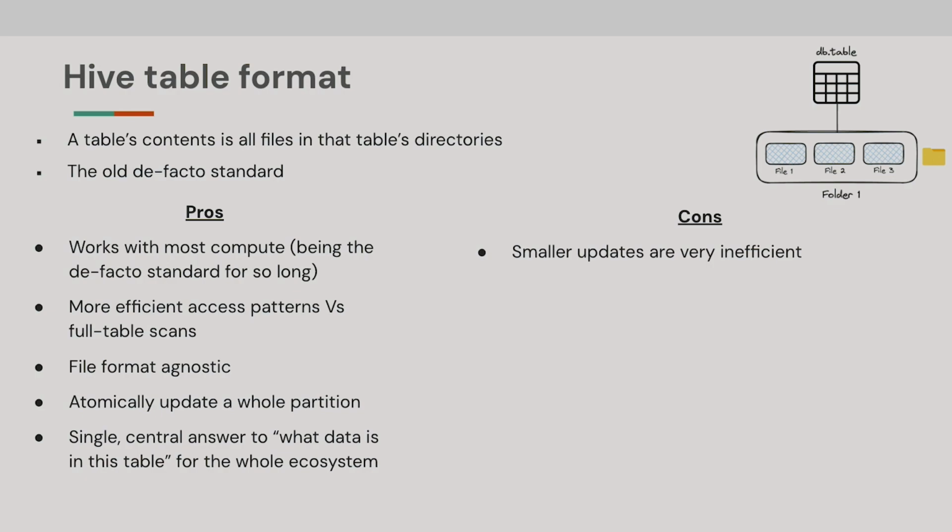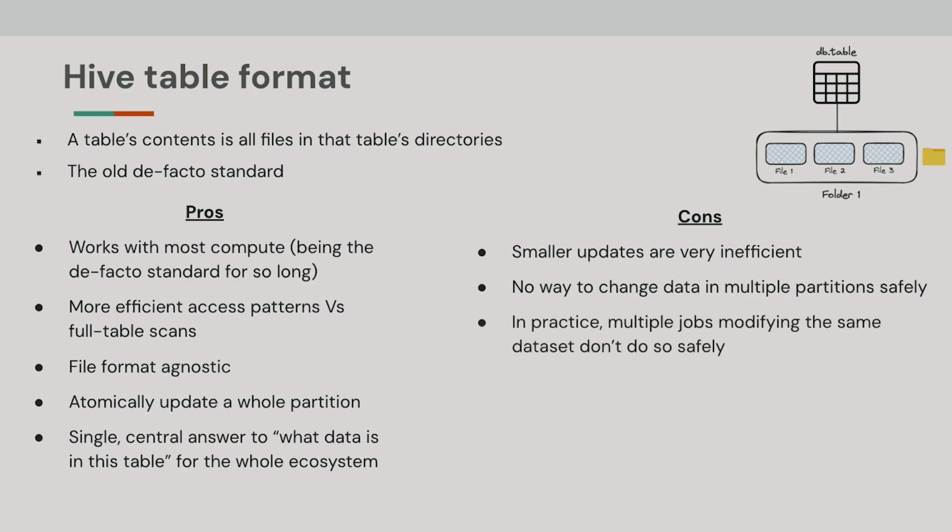But some of the problems that I also personally saw during my work life was that smaller updates were very inefficient because you can only atomically update a whole partition. If you only wanted to change a few records, and do it a number of times, that's very inefficient with the Hive table format. Then you had no way to change data in multiple partitions safely. If you want to insert, let's say, a row in two different partitions, you cannot possibly do that with atomicity guarantees in Hive. Same thing with multiple jobs on the same data set. If multiple jobs are trying to access the same data set and do things like concurrent writes, it's really hard to do that.